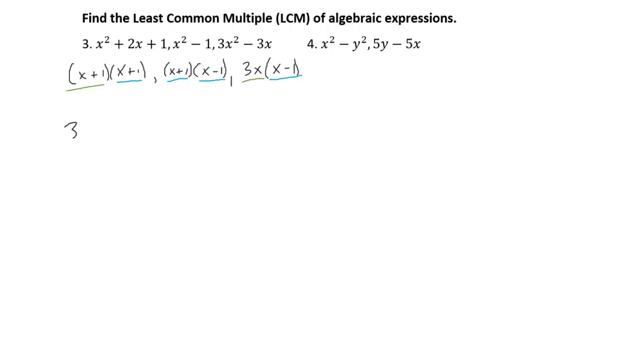So the 3x, the x plus 1, x plus 1, and x minus 1. And it's fun to draw the arrows because you can see, okay, that's there, that's there, that's there, that's there, that is there, and that is there. And so you can see that everything is counted. All of this is the LCM of everything that's listed.